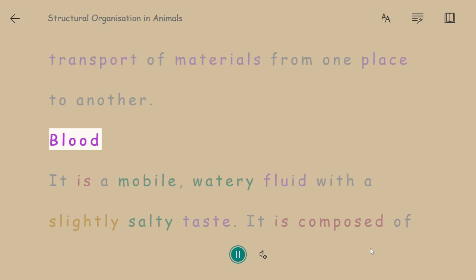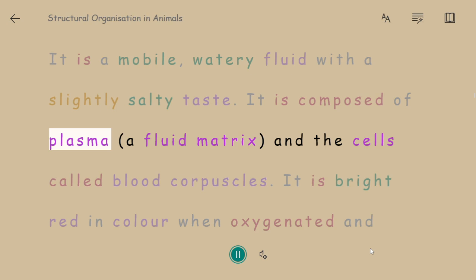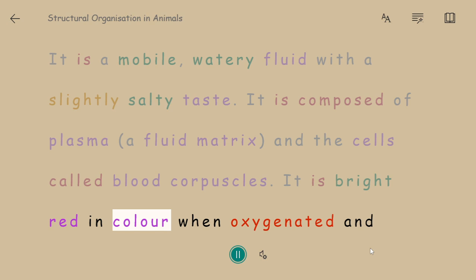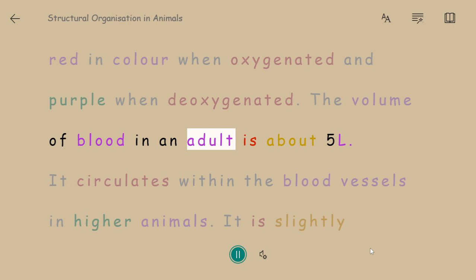Blood. It is a mobile, watery fluid with a slightly salty taste. It is composed of plasma, a fluid matrix, and the cells called blood corpuscles. It is bright red in color when oxygenated and purple when deoxygenated. The volume of blood in an adult is about 5 L. It circulates within the blood vessels in higher animals. It is slightly alkaline, pH 7.4, in nature.